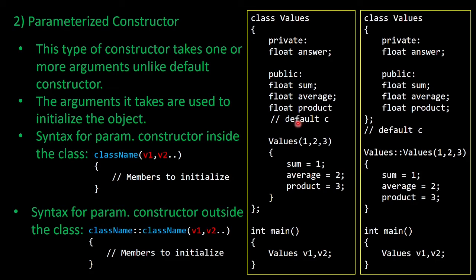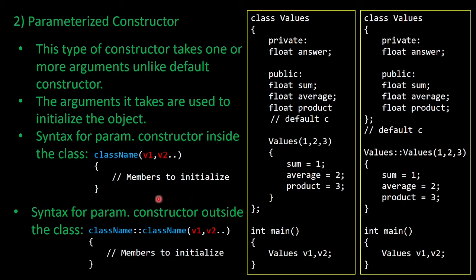So here, just for the sake of simplicity, I have omitted the definition of default constructor. So we have a parameterized constructor named same as that of the class, and it has three arguments: 1, 2, 3. We can take any number of arguments depending on the number of variables we need to initialize. So I've initialized three of the variables with three arguments, and this is the declaration inside the class.